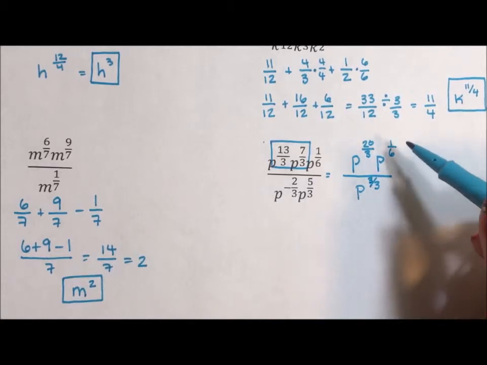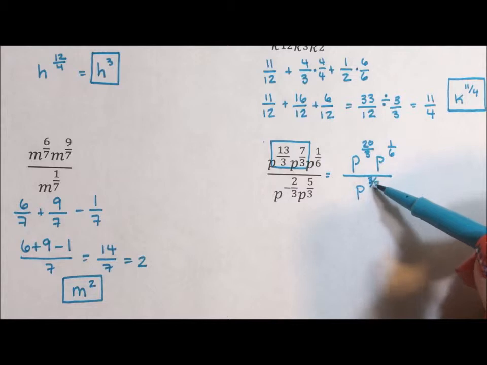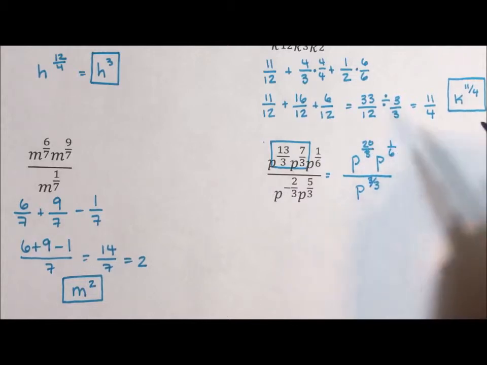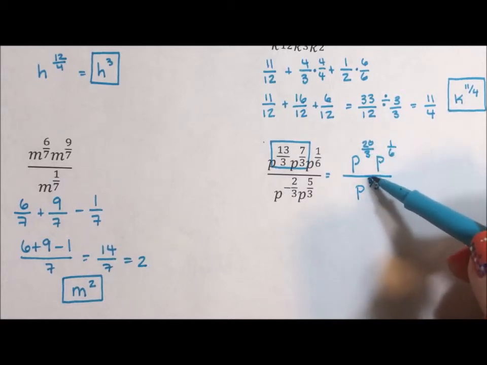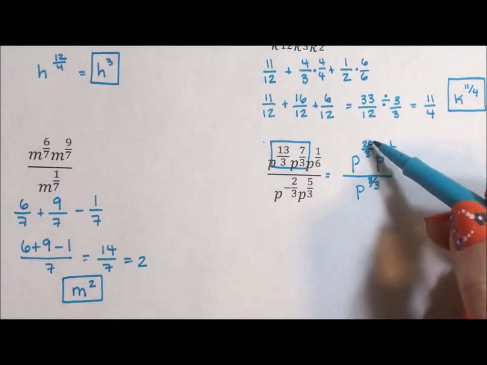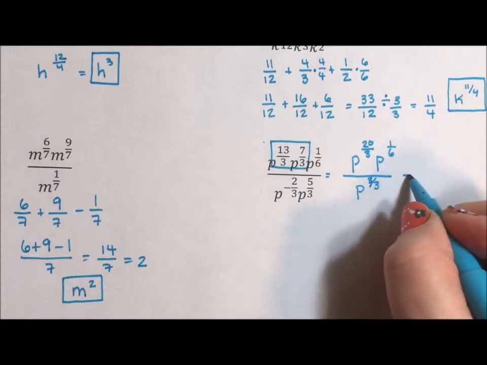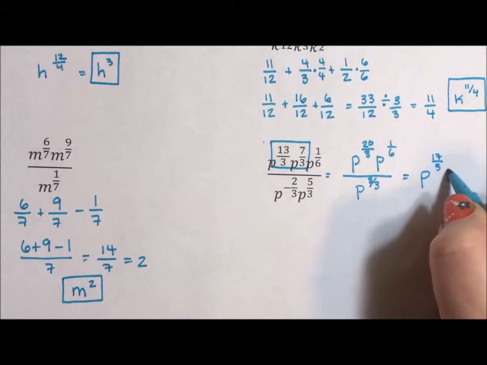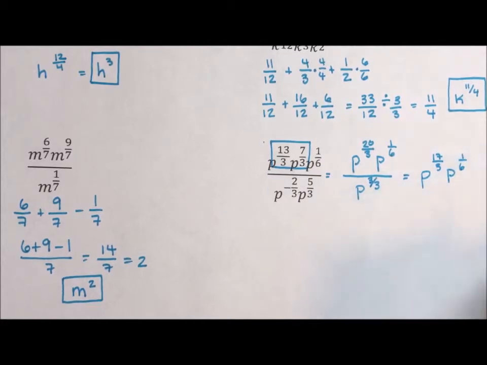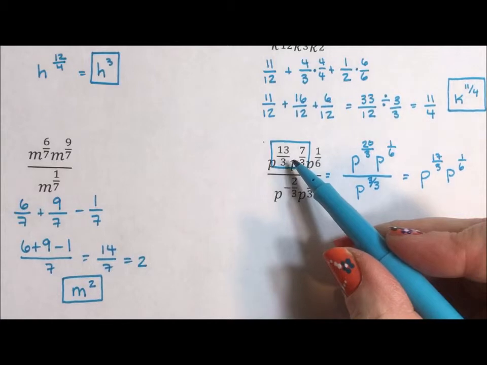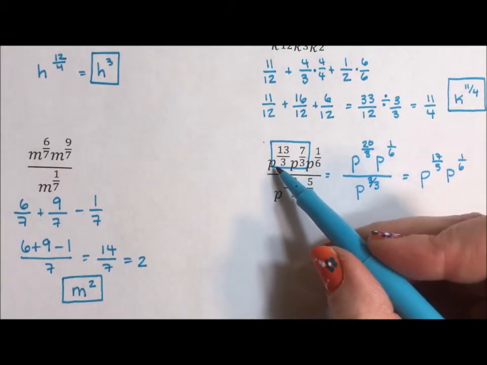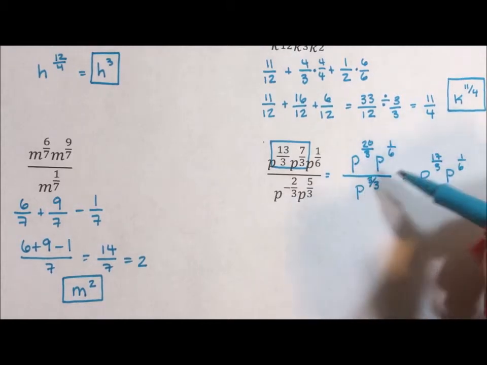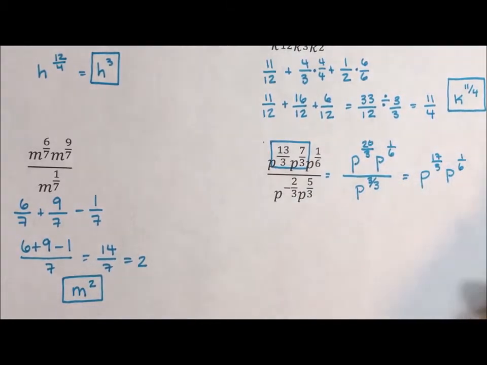Okay, now I could subtract these because the denominators are the same. I could add these. I have some choices. I think I'm going to subtract these because the denominators are the same. So 20 minus 3 is 17. So I have p to the 17/3 times p to the 1/6. All right. So now I've taken this where I had 5 bases. I combined these 2 and I combined these 2 to get 3 bases. Now I combine these 2, I now have 2 bases. Now I just need to add these 2.